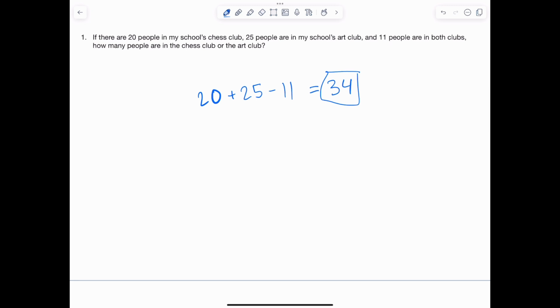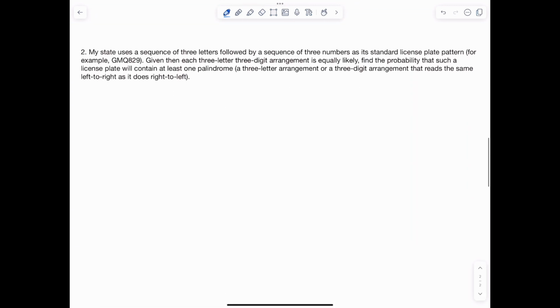Now let's try a harder example. My state uses a sequence of 3 letters followed by a sequence of 3 numbers as a standard license plate pattern. For example, GMQ829. Then each three-letter, 3-digit arrangement is equally likely. Find the probability that a license plate will contain at least one palindrome, a 3-letter arrangement or a 3-digit arrangement that reads the same left to right as it does right to left.